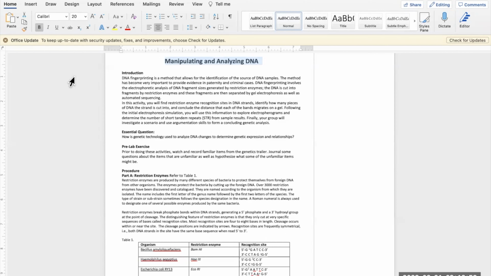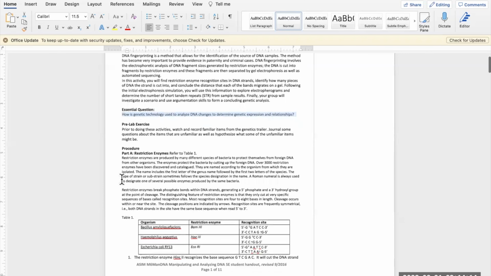So remember, we're talking about gel electrophoresis. And we're trying to see how genetic technology is used to analyze DNA changes to determine genetic expression and relationships. How fun is that? Okay, so part A was talking about restriction enzymes.